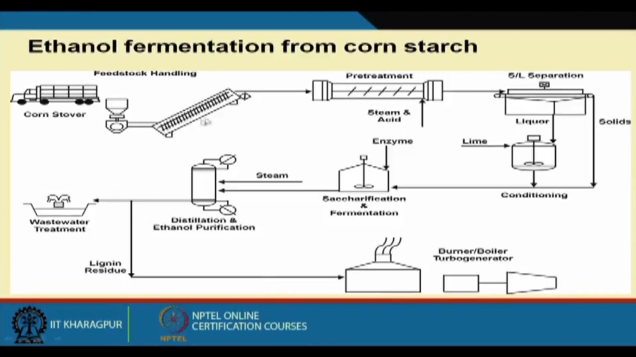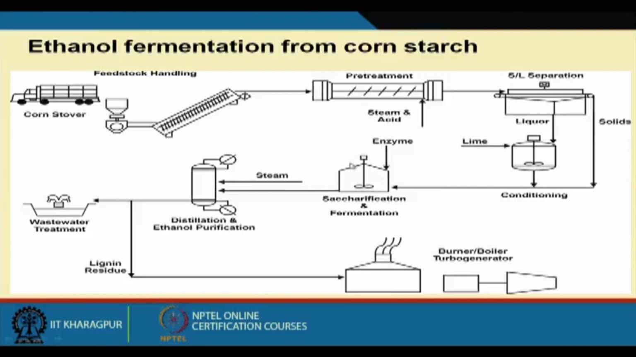This is not a block flow diagram. This is a process flow diagram. You can see that this is the conveyor belt, and then it passes through the pretreatment unit. That can be here. We pass some steam and acid so that some kind of hydrolysis will take place. Then there is a solid-liquid separation unit that we have here, and we take the liquid out with the lime. We adjust the pH. Then we take this to the saccharification process for fermentation.